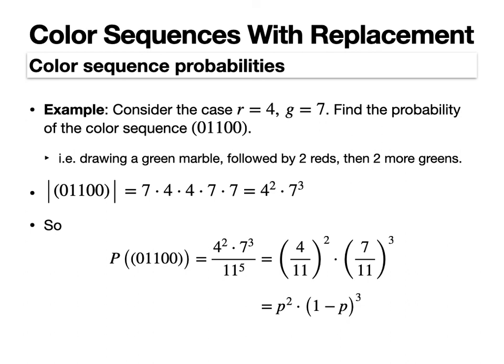And you'll always be able to do this, because of the way sampling with replacement works. When you do a calculation like this, the sum of the exponents in the numerator is going to be the same as the exponent in the denominator. And so you'll be able to split it up like this and express that probability of a given color sequence in terms of the success and failure probabilities of the process in general.